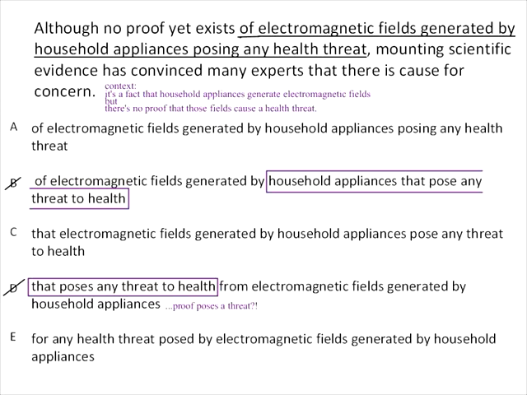Now, E I'll just help you dismiss because E is not idiomatic. There's no proof for something. It's just a poor idiom. Proof is of, not for. No such thing as proof for something. The correct idiom is proof of something. And that's the reason why E is not right. Now let's talk about A versus C.